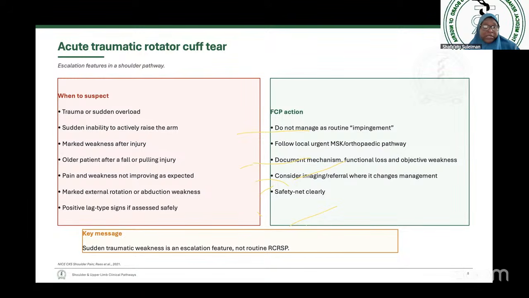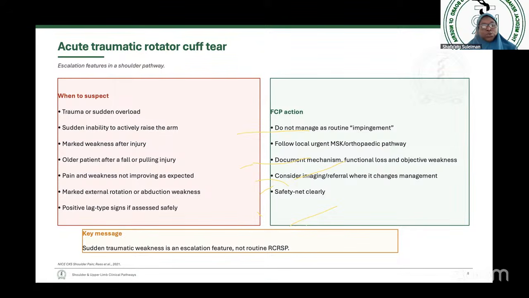Obviously, you document the mechanism, the functional loss, and the objective weakness which you've found, and then consider imaging referrals where it changes the management, and of course safety net the patient. So when we're considering imaging, and we're talking about the rotator cuff tendons, that's soft tissue, so definitely it's not going to be an x-ray. So the first imaging to think of is the ultrasound.